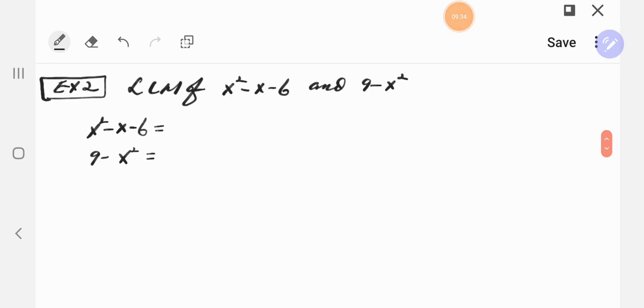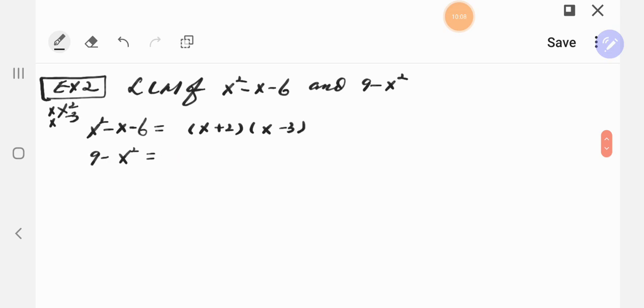Okay, example 2. Let's find the LCM of two polynomials. When we find the LCM, we have to factor each polynomial. Let's use this space. x times x. 6 is 2 times 3, and then the minus sign should go on 3, so negative 3 plus 2 is negative 1. So the first polynomial is the product of x plus 2 and x minus 3.